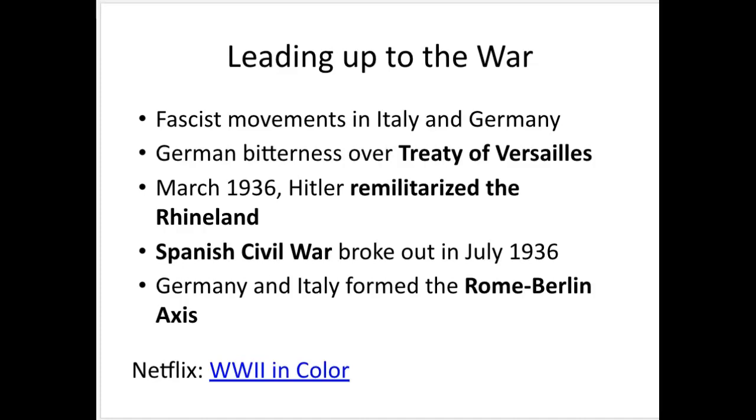In 1936, Hitler remilitarizes the Rhineland. He's like, this whole reduction in arms, we're not going to do that. We're going to remilitarize. Also, the Spanish Civil War breaks out. So, Spain is facing its own fascist tide that'll last about 70 years. And Germany and Italy form the Rome-Berlin axis, right? So the sides are set.